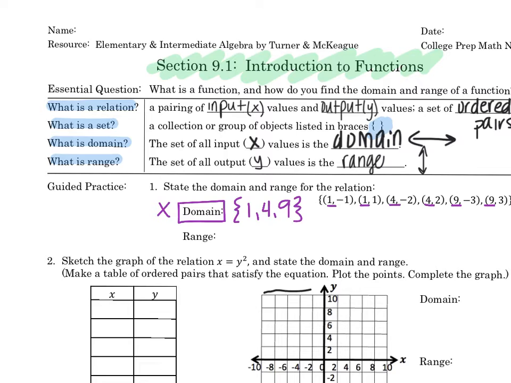Okay, so if domain is the X values, that means range is the Y values: -1, 1, -2, 2, -3, 3. So we always start with the lowest number and we always go to the highest number. So we're going to go -3, -2, -1, 1, 2, 3. And there's our range.